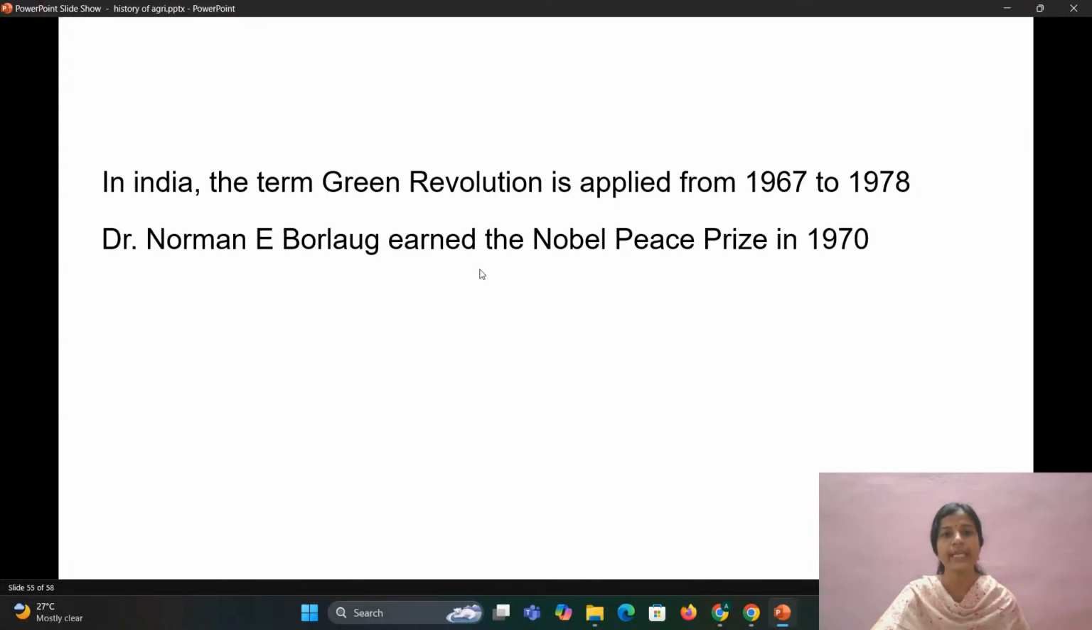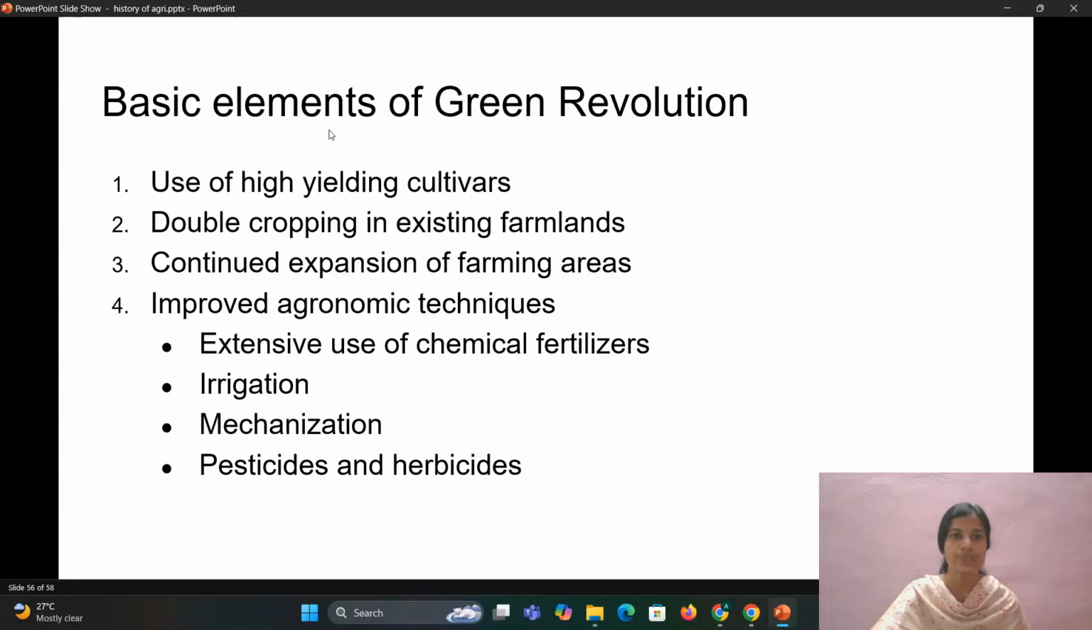Dr. Norman Borlaug earned the Nobel Peace Prize in 1970 for his amazing work in feeding the world, or for finding a solution to the problem of population explosion. These are regarded as the basic elements of Green Revolution, not only high yielding varieties but other agronomic practices: double cropping, that is increasing the number of times a crop can be taken in a year, double cropping in existing farmlands, continued expansion of farming areas, and improved agronomic techniques like use of chemical fertilizers, especially nitrogen fertilizer, irrigation, mechanization, and the use of pesticides, herbicides, etc.